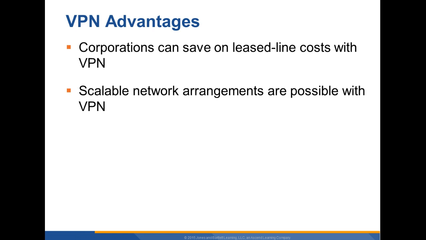Some advantages of VPNs. Corporations can save on leased line costs with a virtual private network, as pointed out before. They eliminate the need for long-distance leased line connectivity. They reduce long-distance telecommunication charges, and they can offload support costs or outsource to network operators. Scalable network arrangements are possible with a VPN. Branch offices can deploy readily available VPNs. VPNs can scale from a few nearby offices to several campuses around the world.